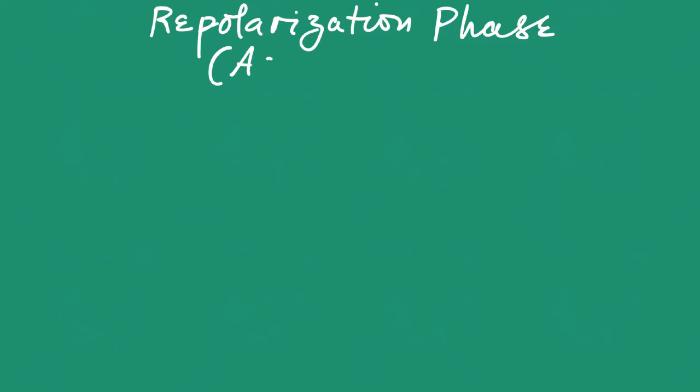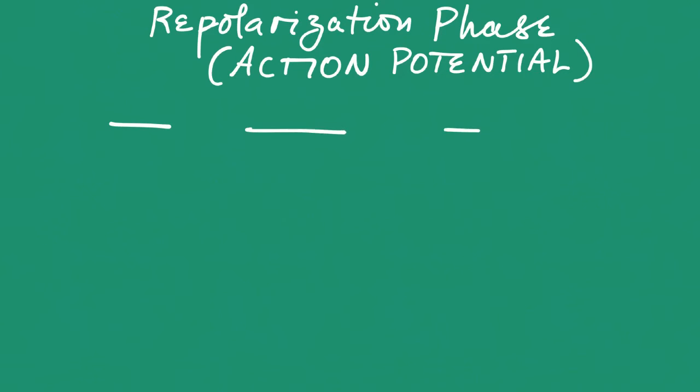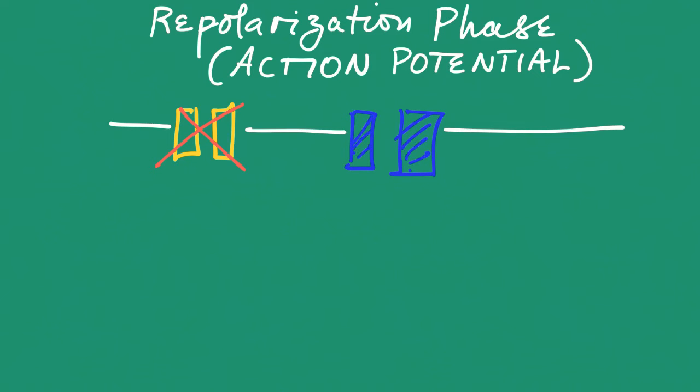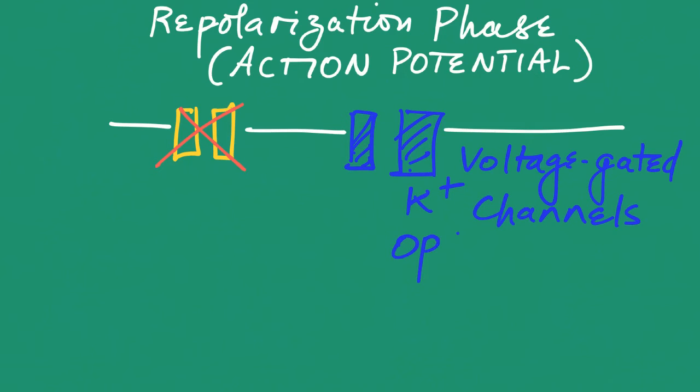So what causes the repolarization of the action potential? The repolarization phase is brought about by the movement of potassium out of the cell. Now potassium is positively charged. There is more potassium inside the axon. So when voltage-gated potassium channels open in a big way, then potassium rushes out of the axon, taking all the positive charges out of the axon and bringing the voltage back down all the way to minus 70 millivolts.